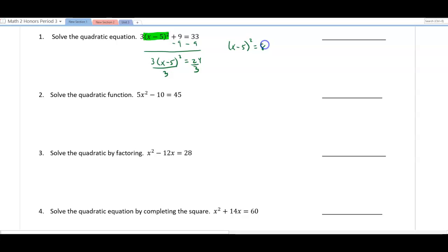all squared equals 8. Now remember, to get rid of the exponent 2, I take the square root of both sides and I get x minus 5 equals plus or minus the square root of 8. Now remember, square root of 8 can be simplified, so that's going to break up into the square root of 4 times the square root of 2. So when I add 5 to both sides, I will end up with x equals 5 plus or minus the square root of 4 is 2, root 2. This would be your exact answer.